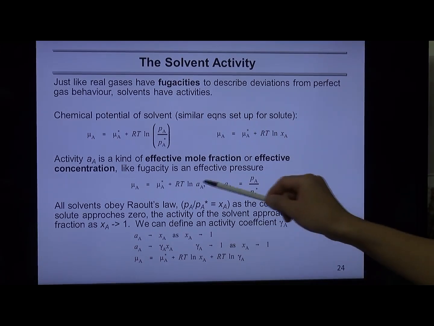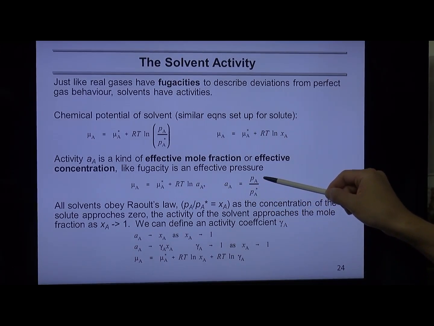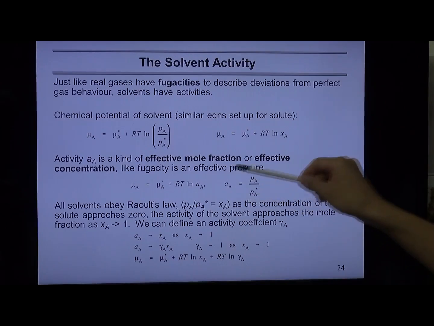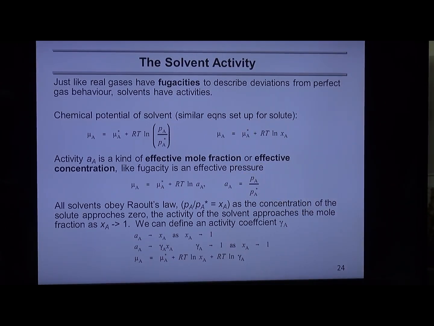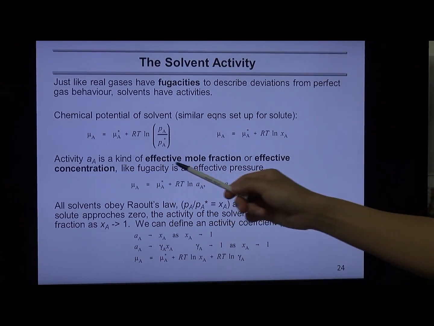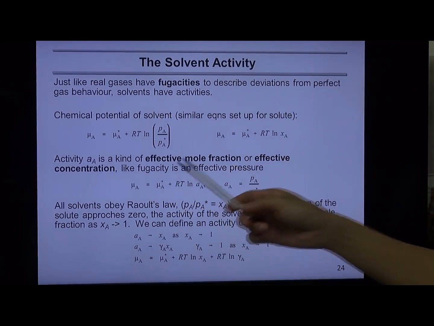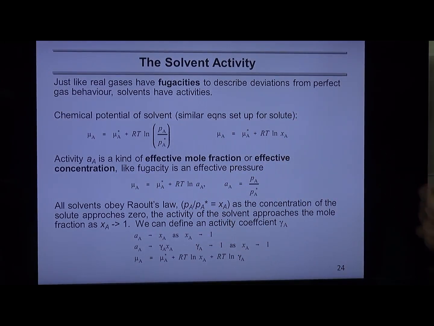And aA is defined as PA over PA star for a real solution. Okay? So as I mentioned, aA is a kind of effective mole fraction or effective concentration, right? Because mole fraction can be changed to concentration. Okay?